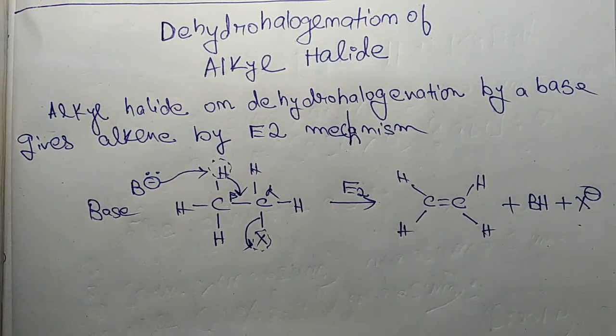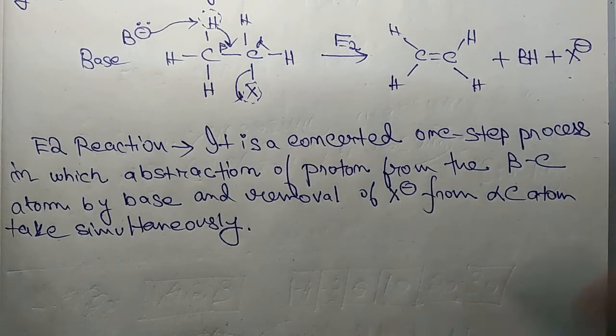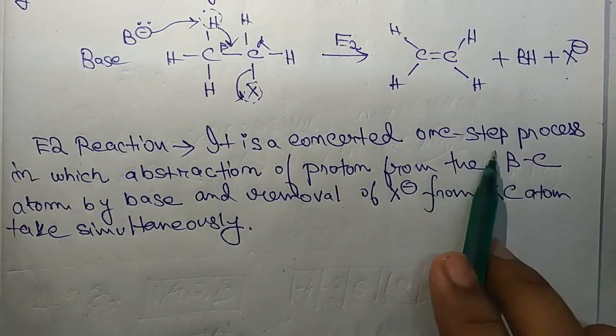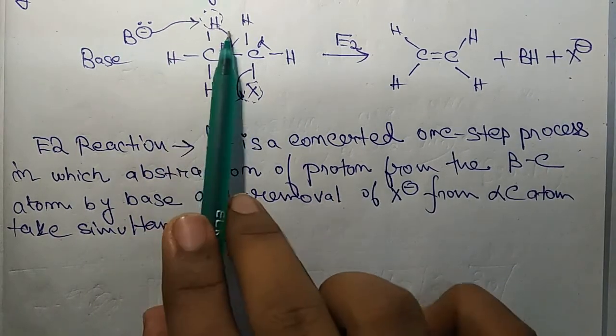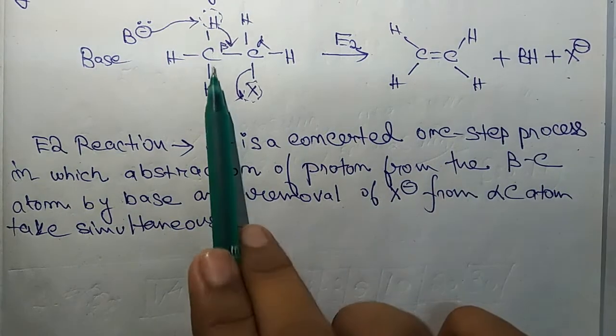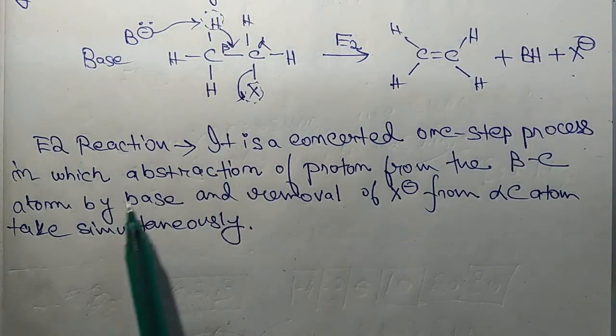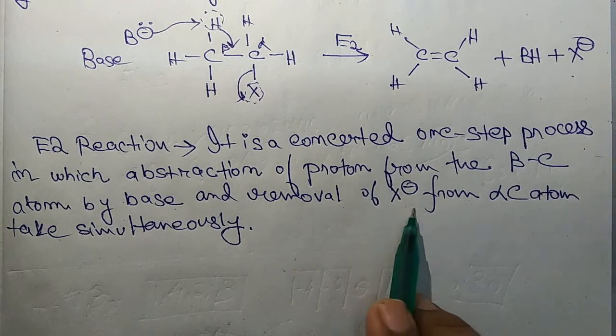We will see a brief description of the E2 mechanism. Here is the definition of the E2 reaction, which says that it is a concerted one-step process in which there is abstraction of a proton by the base from the beta carbon atom, and removal of X minus or halogen.